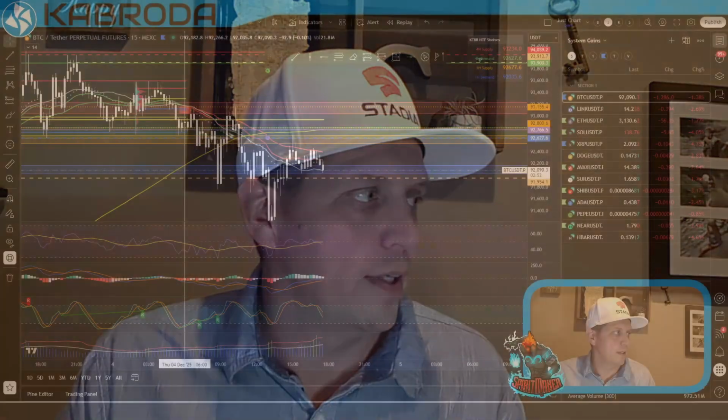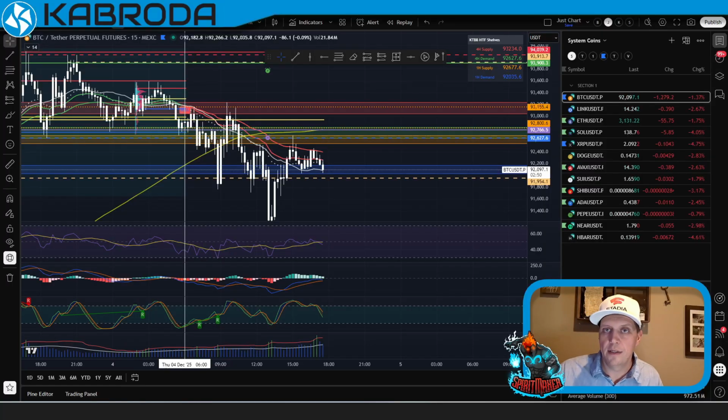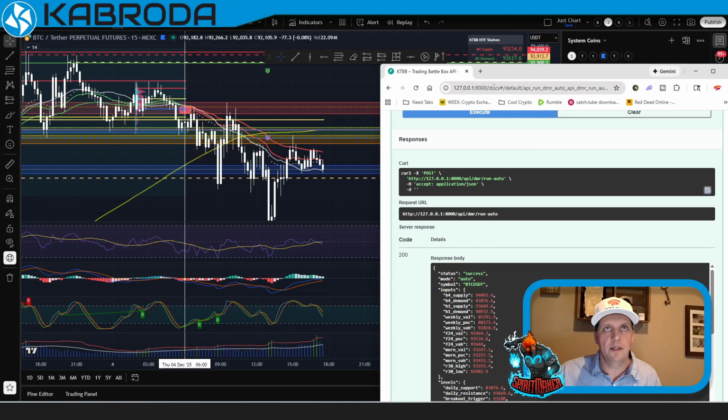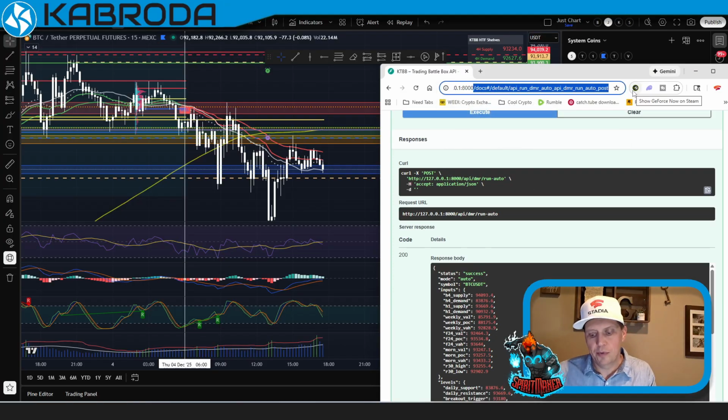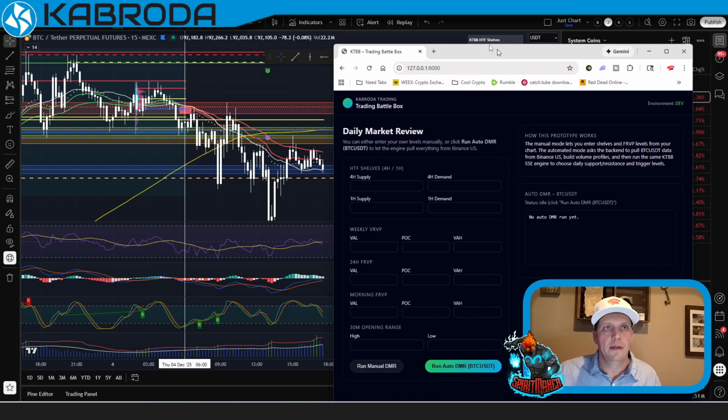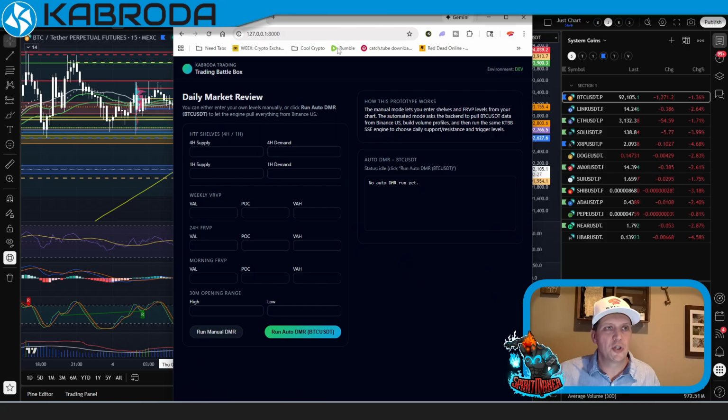And there is some stuff that we are working on inside Kabroda Trading Battle Box. We're trying to make it quite a bit easier and be easy for everybody, right? So one thing I will say that we are working on, I'll show you. This is on the local machine here, so it's not going to give you a whole lot, but I will show you this. This is how it works.